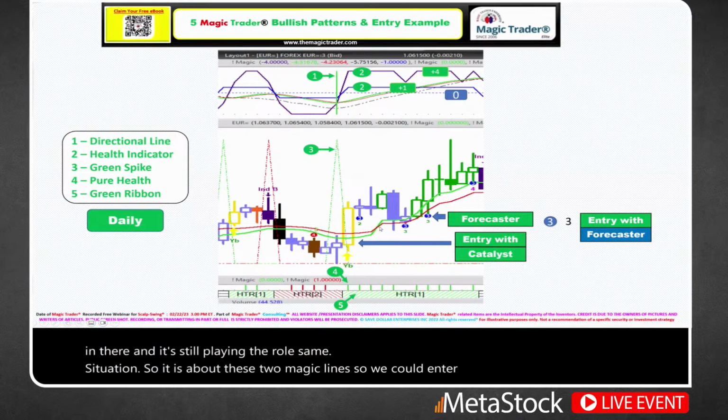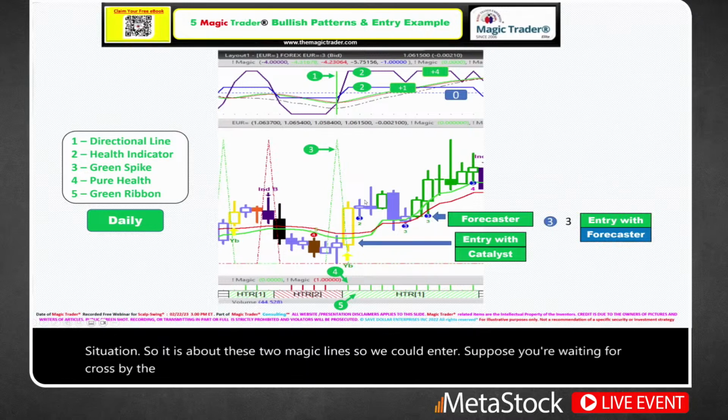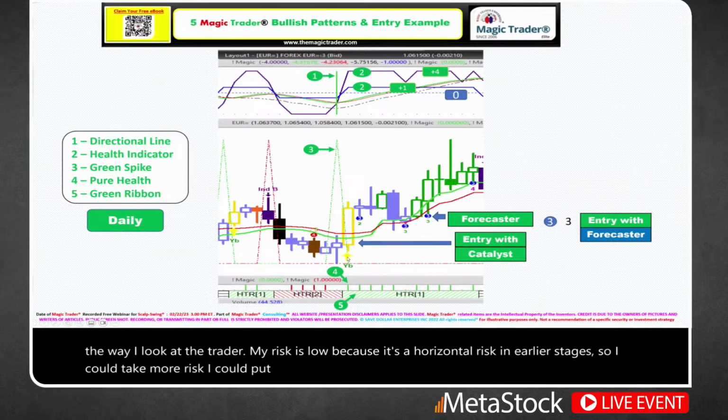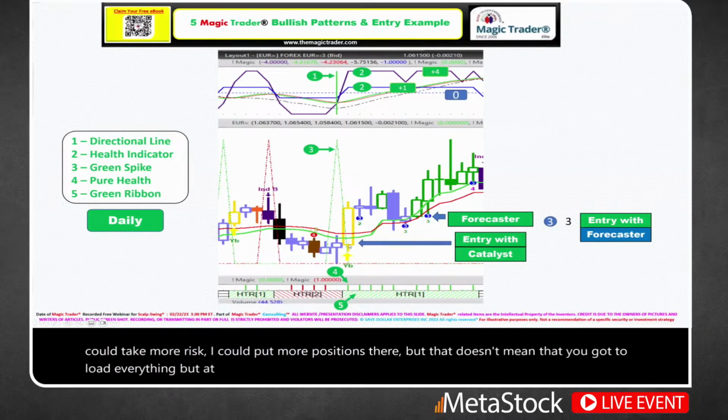Suppose you're waiting for a cross. By the time, I could make money and use the profit to defend myself as it goes up. That's the way I look at it as a trader. My risk is low because it's a horizontal risk in the earlier stages. So I could take more risk. I could put more positions there. But that doesn't mean you've got to load everything. But at least my game is to collect profits from the market to defend myself here.